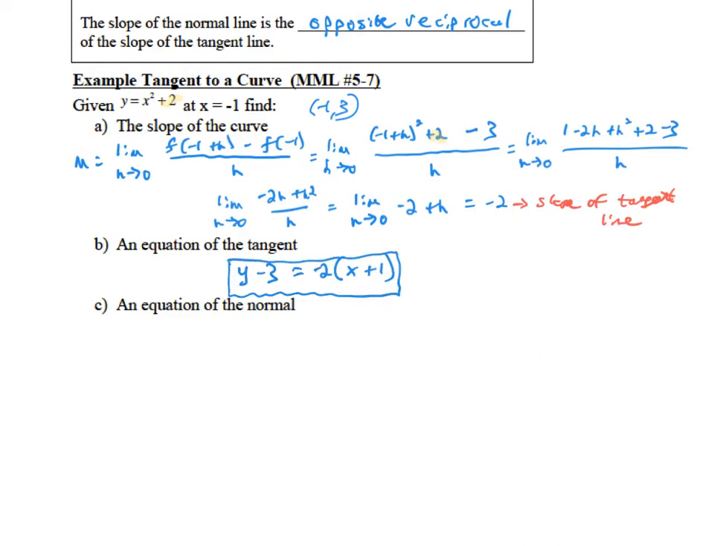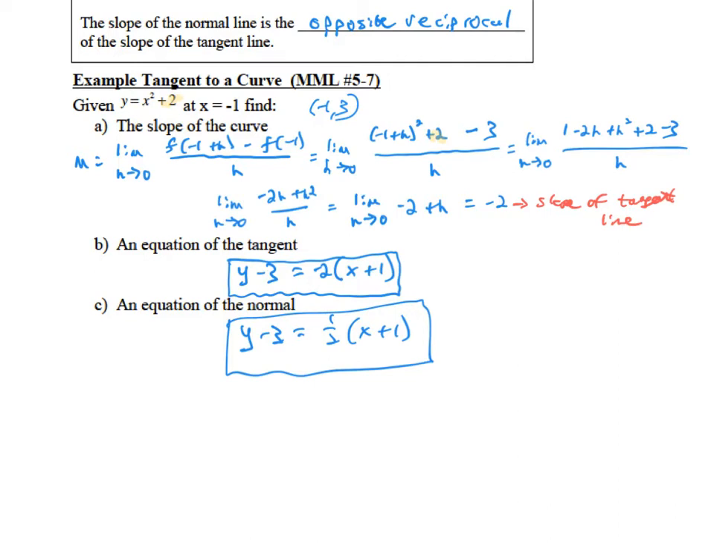Now if I want to find the equation of the normal line, the good news is I don't have to do anything other than change the slope to the opposite reciprocal. So I keep everything else the same except the slope. It's now 1/2, because the opposite reciprocal of negative 2 is 1/2.